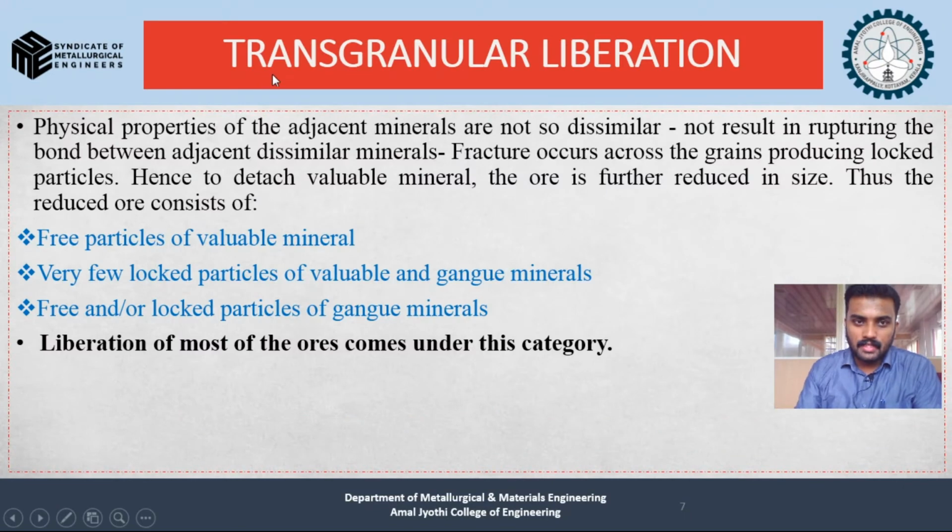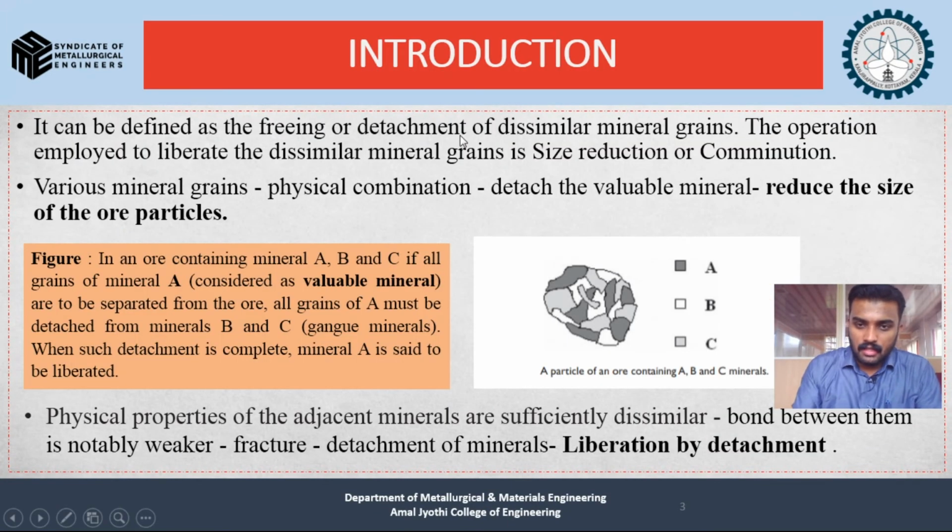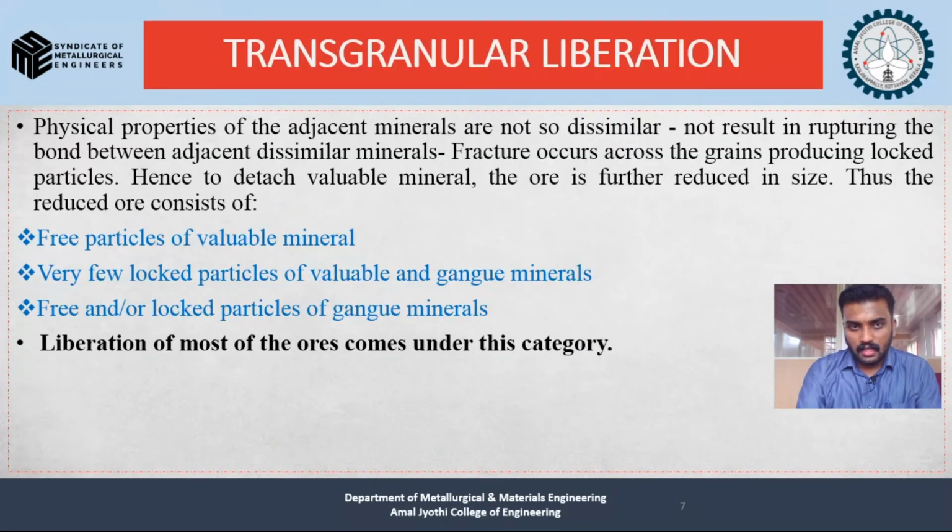So the next classification is transgranular liberation. As mentioned earlier, in this particular ore, each particle like A, B, C we can distinctly classify and distinguish between what is A, B and C. The physical properties are not much similar, so we can clearly distinguish them. But imagine a case where the physical properties of the adjacent minerals are not so dissimilar. That means they are similar.